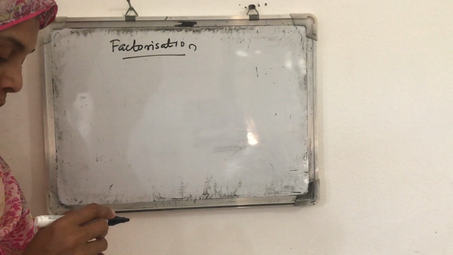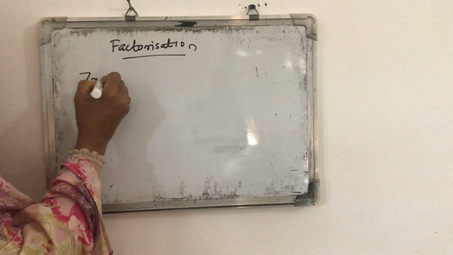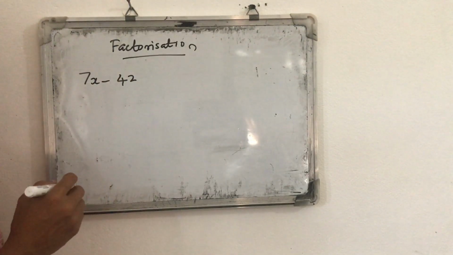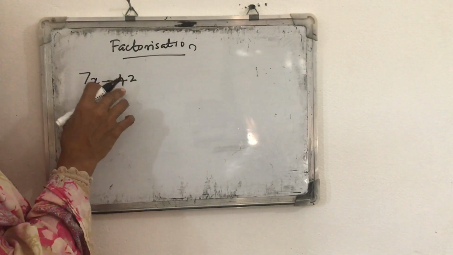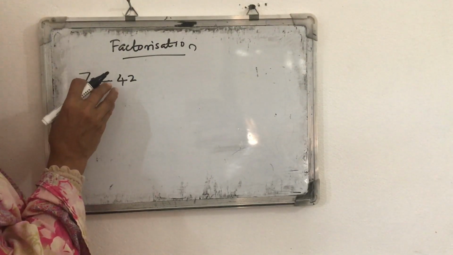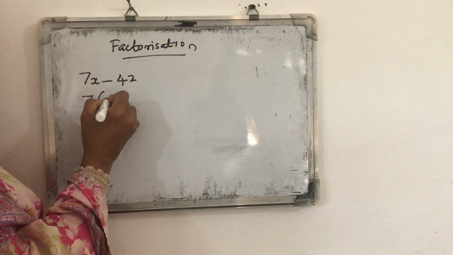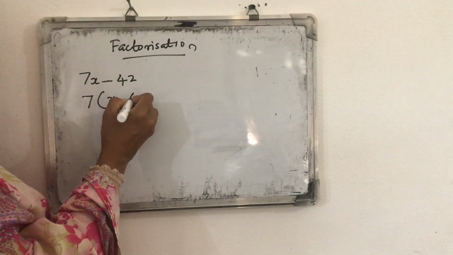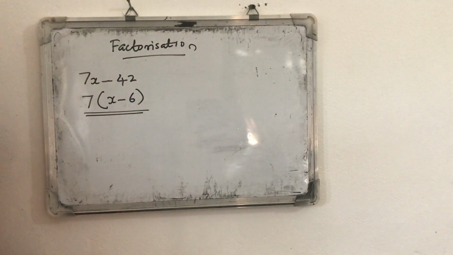Factorize the following expressions. One question is given: 7x minus 42. In these two terms, which is the common factor? You can find the common factor as 7. 7 is common in both, so we write 7. What is remaining? x minus 6. Now, this is the factorization of 7x minus 42.